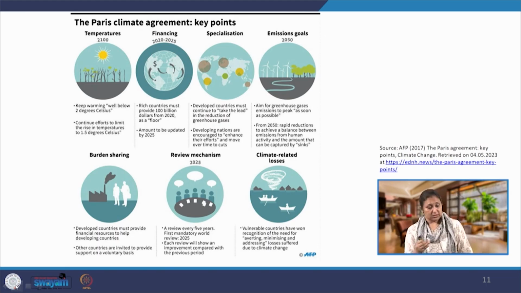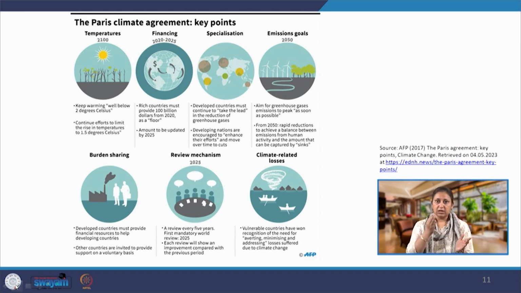And then the Paris Agreement talks about burden sharing, where it clearly mentions that developed countries must provide financial resources to help developing countries. Then the review mechanism, as I have mentioned, every 5 years there will be a review of what each country has done. And then climate-related losses find a clear mention in this agreement, where vulnerable countries have been recognized for their need for averting, minimizing and addressing losses that they have suffered due to climate change. And the funds continuing from the Kyoto Protocol, the climate change fund or climate loss fund, have been created to fund this.